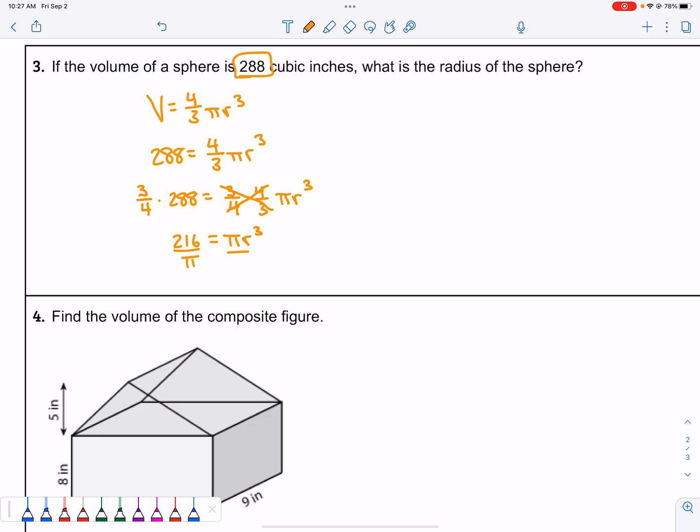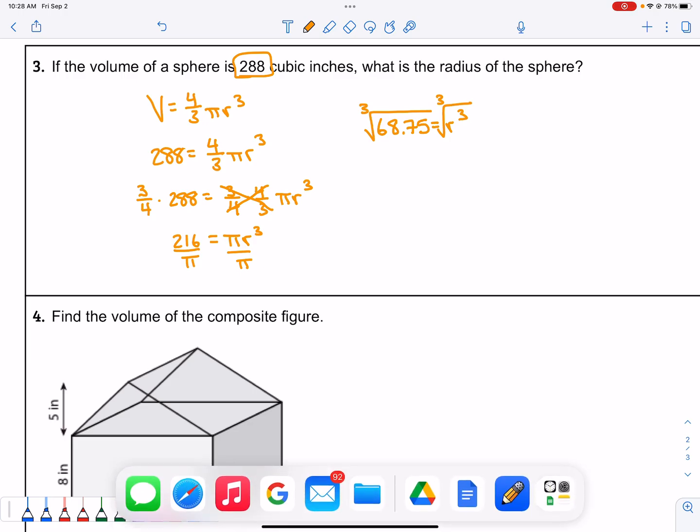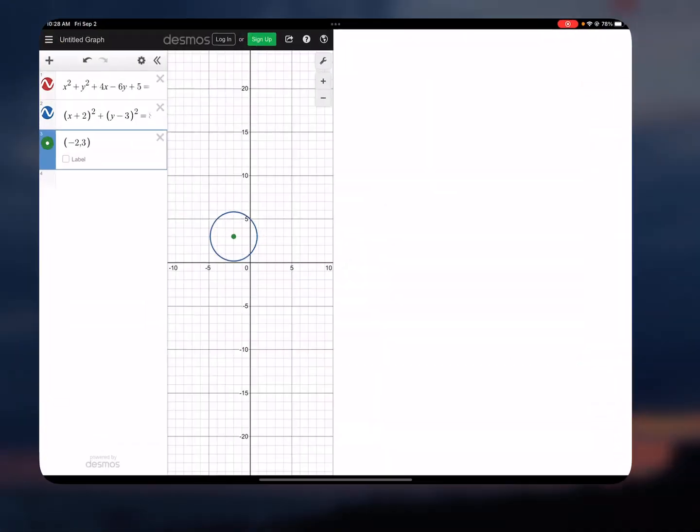So then I could divide both sides by pi, and I would get 68.75 equals the radius cubed. Then to get rid of a cube, you have to take the cube root of both sides. So in Desmos, let me show you where that button is.